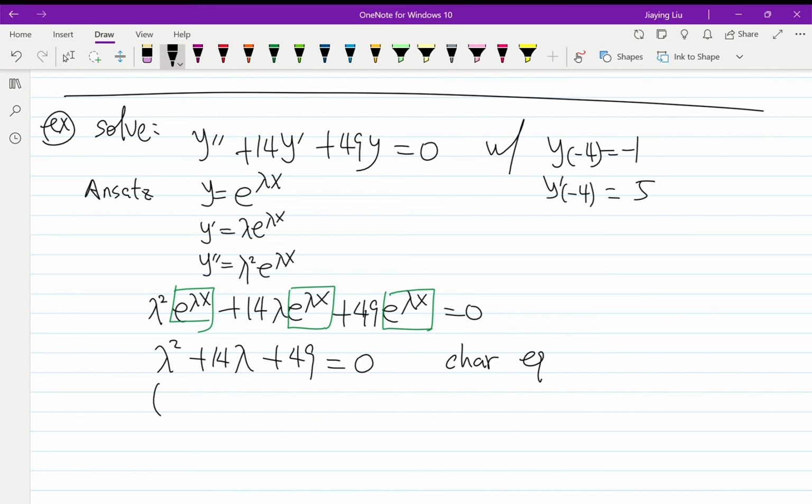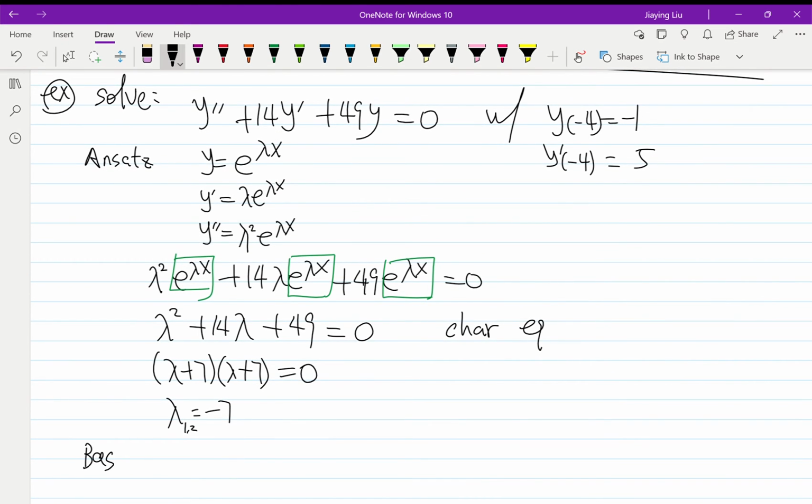If we try to factor this, it turns out that we get lambda plus 7 for both parts. So we get lambda plus 7 squared, and lambda equals negative 7. We only get one value here. You probably sometimes see the notation of lambda 1, 2 as subscript equals negative 7. It just means that the first lambda value is negative 7, the second one is also negative 7. It's the same.